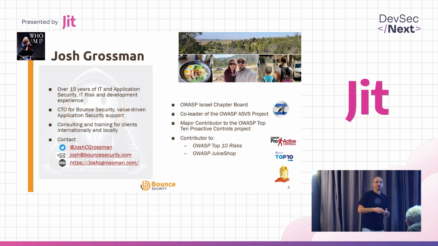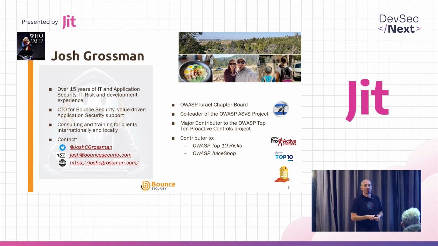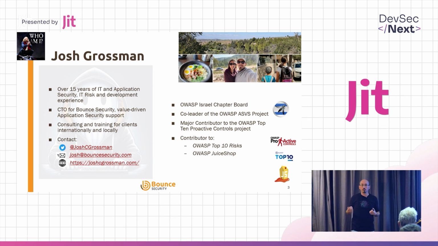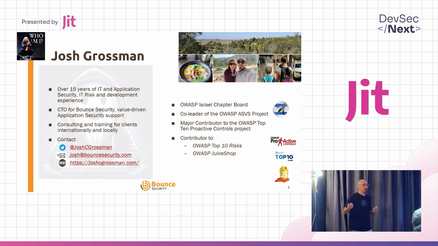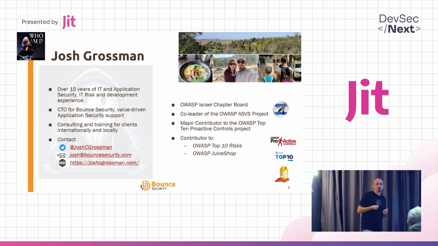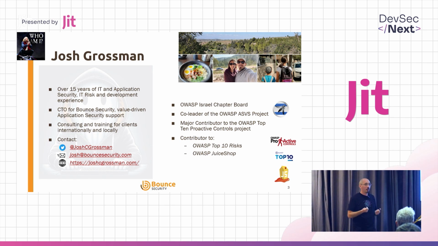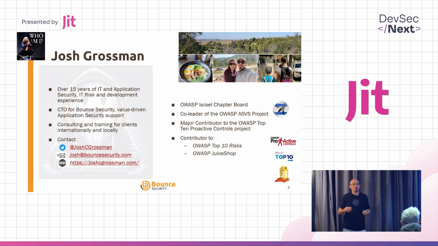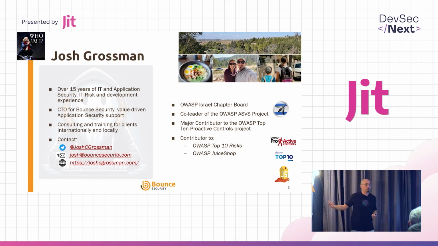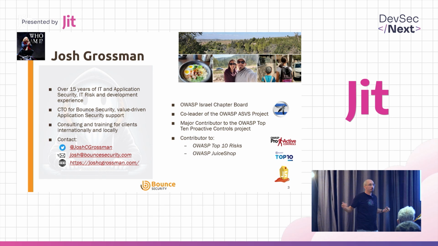So who am I? My name's Josh Grossman. I work as an application security consultant, working with organizations, helping them build their software securely, for a company called Bounce Security. I work with various clients, working with developers, building processes, helping them with day-to-day software security tasks. I also do training, talks about ASVS and other things, trainings about security tools and various other software security topics.